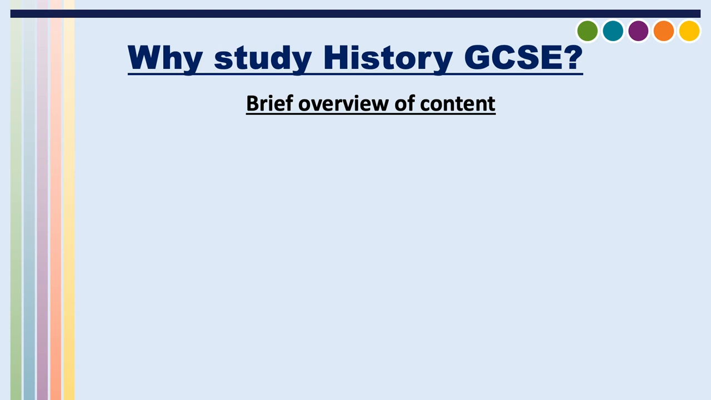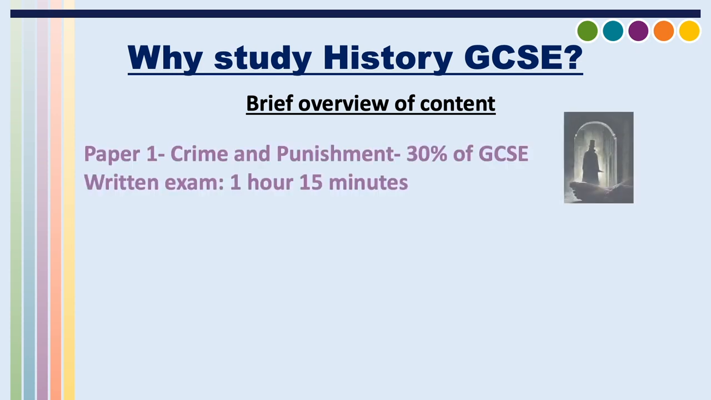So we'll break this down into a brief overview of the content. Paper 1 is worth 30% of your GCSE, and this is on crime and punishment, and it will be assessed through a written exam which is 1 hour and 15 minutes long. In this unit you will look at crime and punishment from Anglo-Saxon England all the way up to present day, looking at how crime, punishment and law enforcement has changed across time and what things we still keep from the Middle Ages and what things we have changed and why.